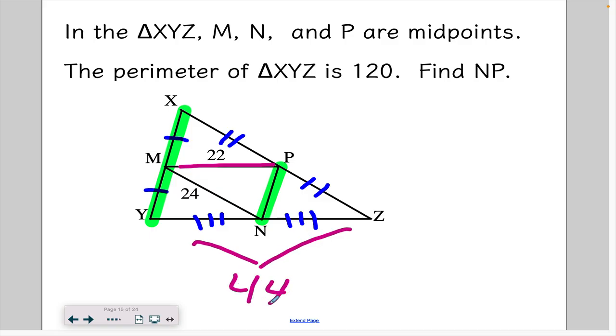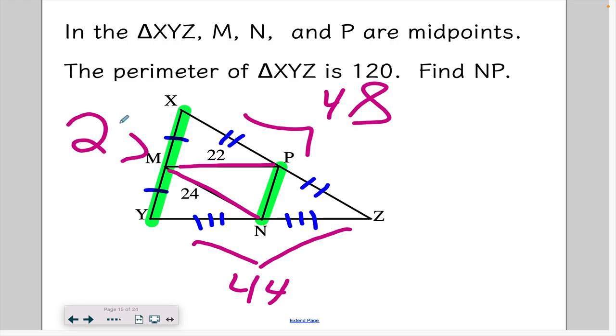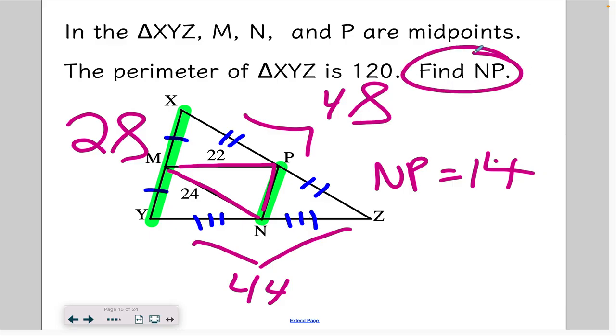What else? 24, and then you add them together and subtract them. And what do you get for your missing side? 28. So then what is NP? Good. Okay. Do you put segment notation above that? No. Because they want the length of NP, the measure of NP. So you don't actually put the segment notation, little tiny stuff. Because they want the length of it. So it's 14. Okay, well said.